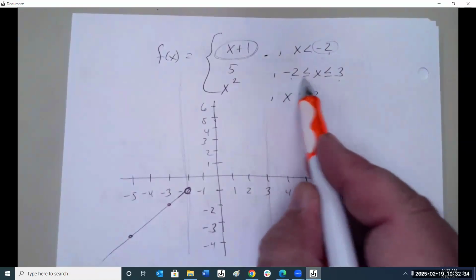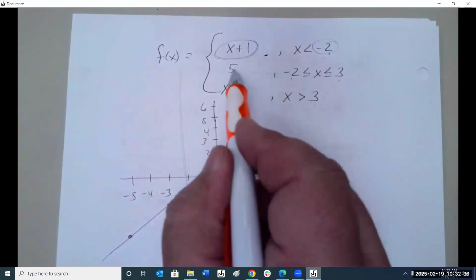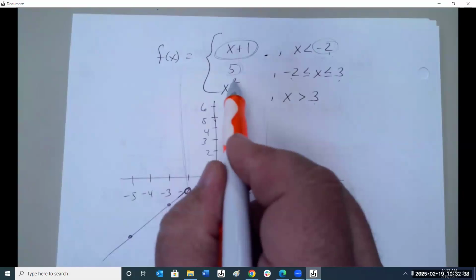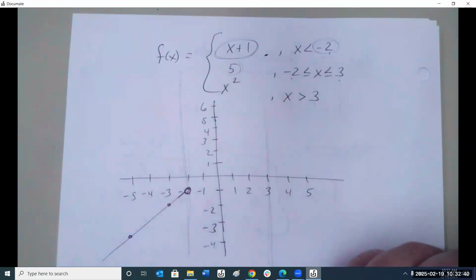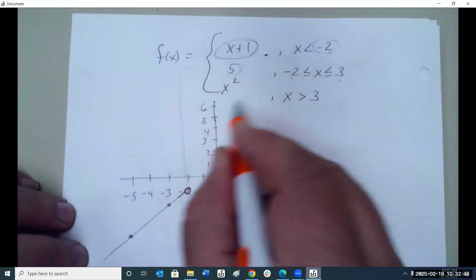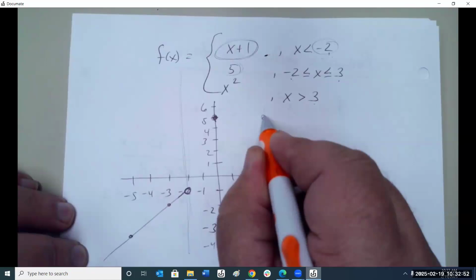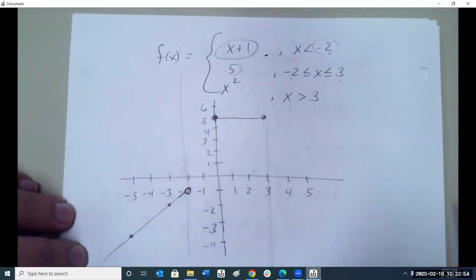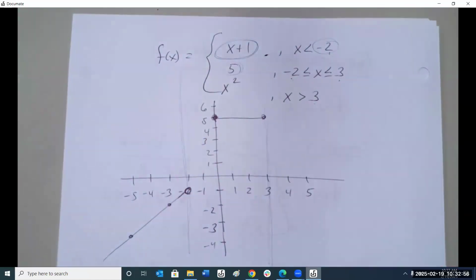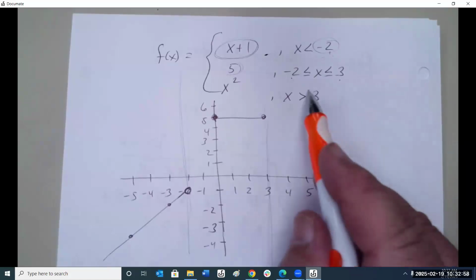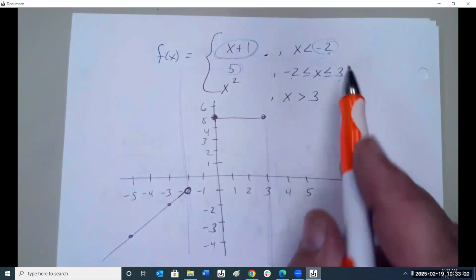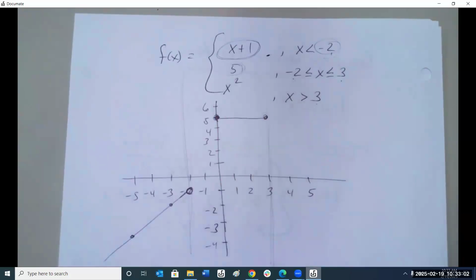Now from -2 to 3, I use this function. What does that graph look like? Horizontal, isn't it? It's a horizontal line at 5. So at -2, it's a solid dot. All the way to 3, it's a horizontal line. Was that -2, -1, 0, 1, 2, and 3? They all equal 5.